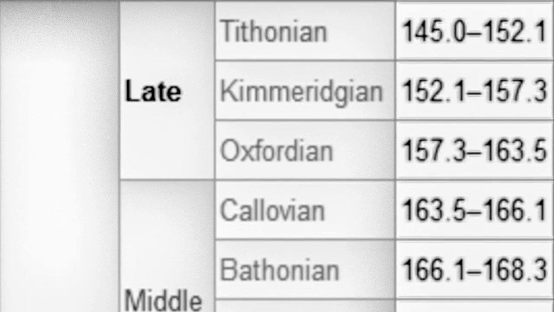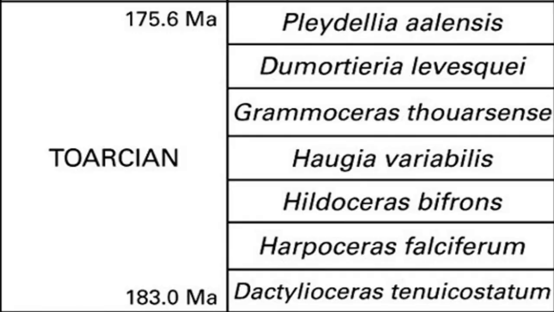Usually between those stages there is some sort of oxidation event or die-off or extinction event, which delineates when one stage came to an end and the next one started. Each of the 11 stages is further divided into zones. If we take the Toarcian stage as an example, you can see there how it's divided up into zones.